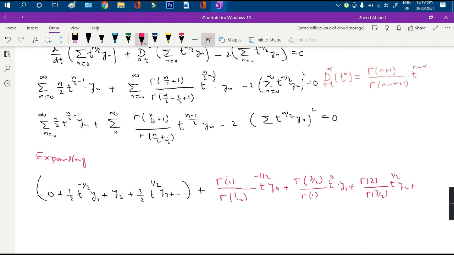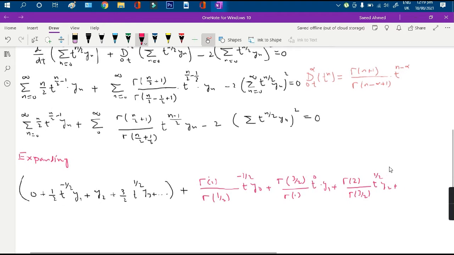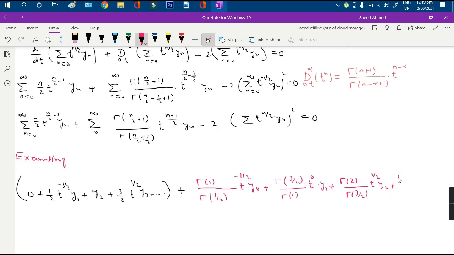When n is 3, it's 3 by 2 plus 1, so it's gamma 5 by 2. So gamma 5 by 2 in the denominator, and in the numerator when n is 3, 3 over 2 plus 1 over 2 is 4 over 2, which is 2, so gamma of 2, t to the power 3 minus 1 over 2, so it's t, and then y3, plus so on.